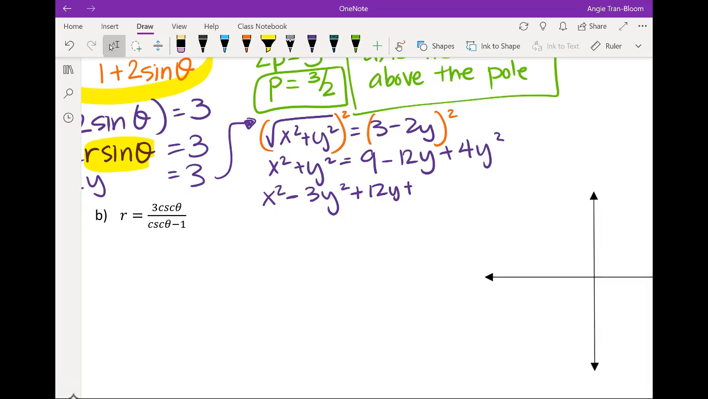Sorry, it's frozen, so I can't erase the plus sign. My pen is frozen. There you go.